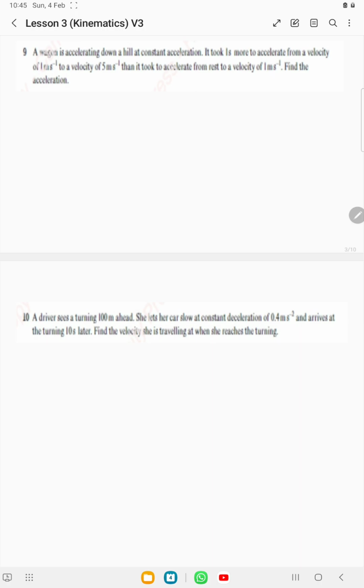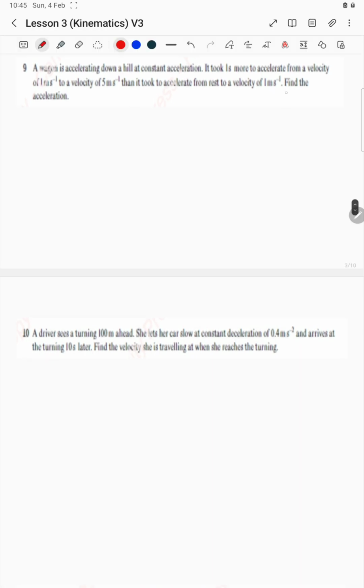Okay guys, this is the question. Here it goes. A wagon is accelerating down a hill. You can draw this as well. This is down a hill. You can say a car or wagon, whatever. This is going down a hill by road. It's going down a hill at constant acceleration. Acceleration is constant here.